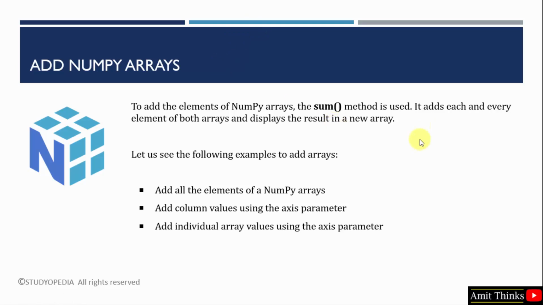It will add each and every element of both the arrays, but the result will be displayed in a new array. Okay, so these are the examples. We will first add all the elements, then we will add only the column values of both the arrays, then we will add individual array values using the axis parameter that will allow you to differentiate between row and column values.